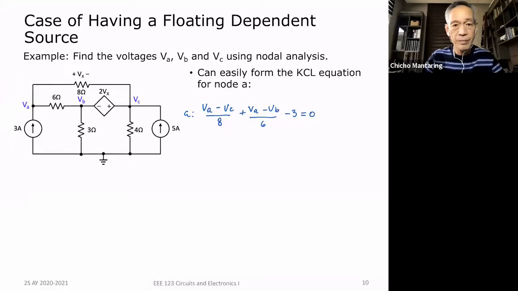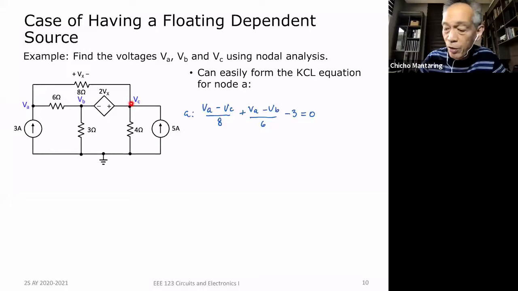Actually, this circuit is exactly the same as the floating voltage source circuit in our second example. The node A equation is exactly the same. The only difference is that the floating voltage source I made a dependent voltage source. You cannot apply KCL to node B, because we don't know the current flowing through this branch. The same goes for node C. We cannot apply KCL in node C because I don't know the current flowing through this branch.